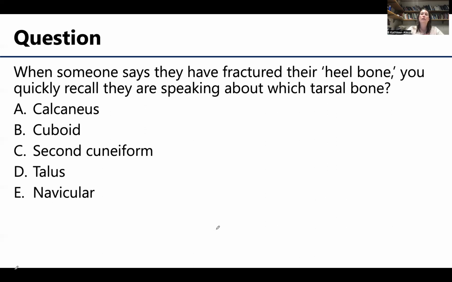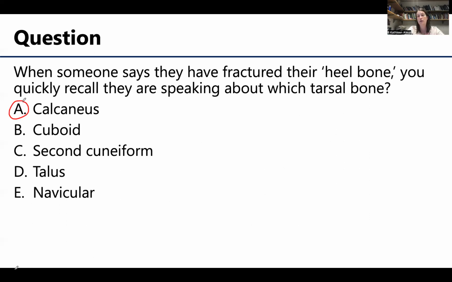All right, here is your question. When someone says they have fractured their heel bone, in quotes, you quickly recall that they are speaking about which tarsal bone. Are they talking about the calcaneus, the cuboid, the second cuneiform, people often talk about that, talus, or the navicular? So pause the video if needed, and when you're ready, let's talk about how A is the correct answer.